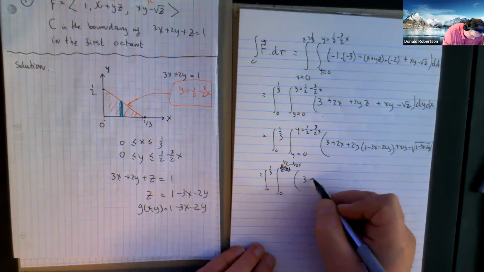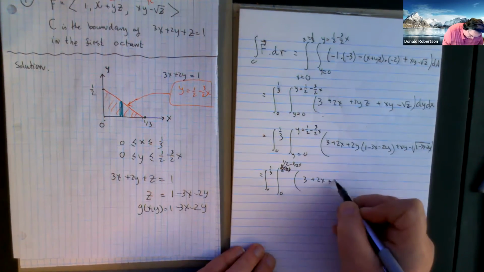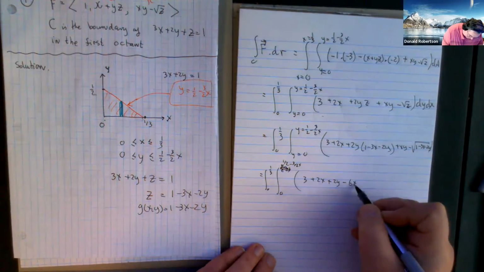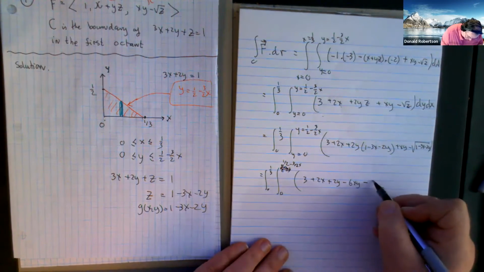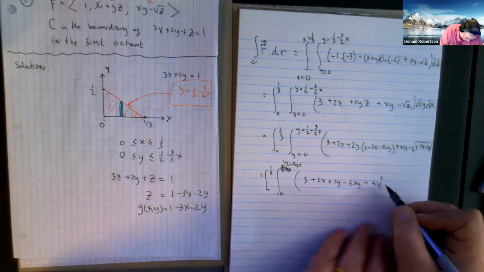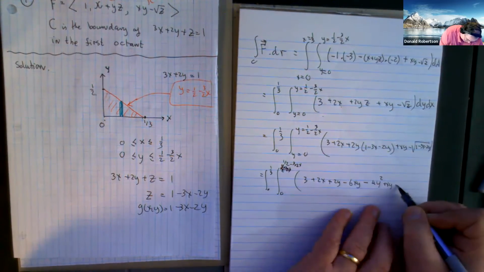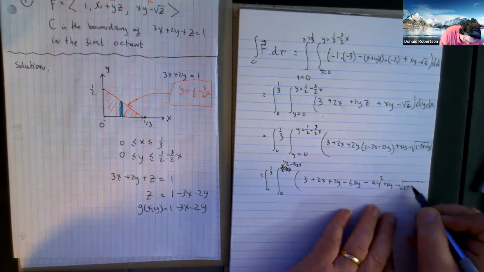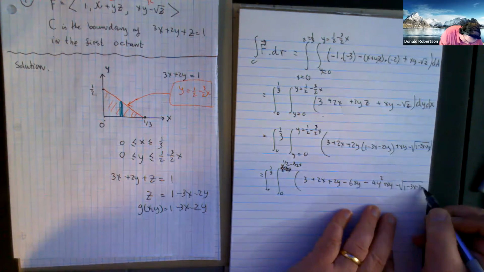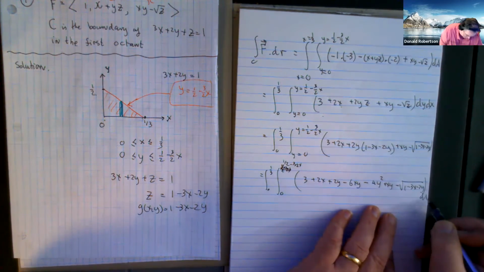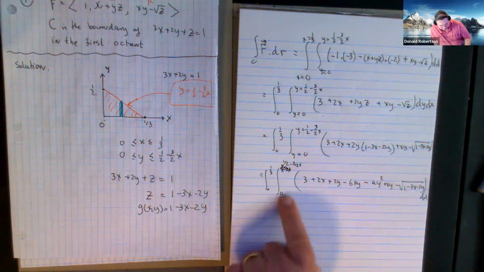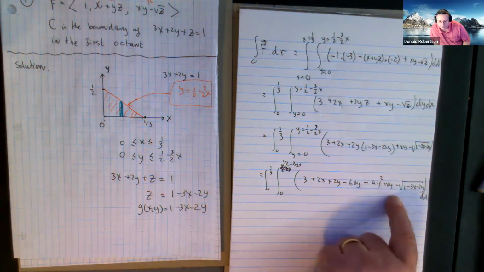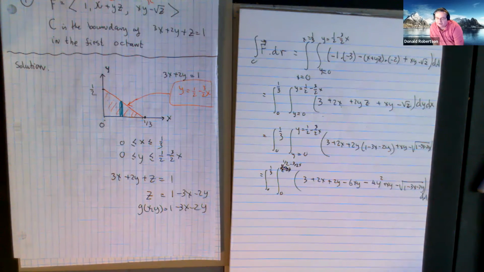Okay, I've got 3, I have 2x, I have 2y, I have -6xy, I have -4y squared, I have an xy, and I have that guy. Yeah. Okay, we're done. I know that is extremely horrible looking, but can't you integrate it with respect to x's and y's? It's not going to be pretty, but you'll be able to do it.